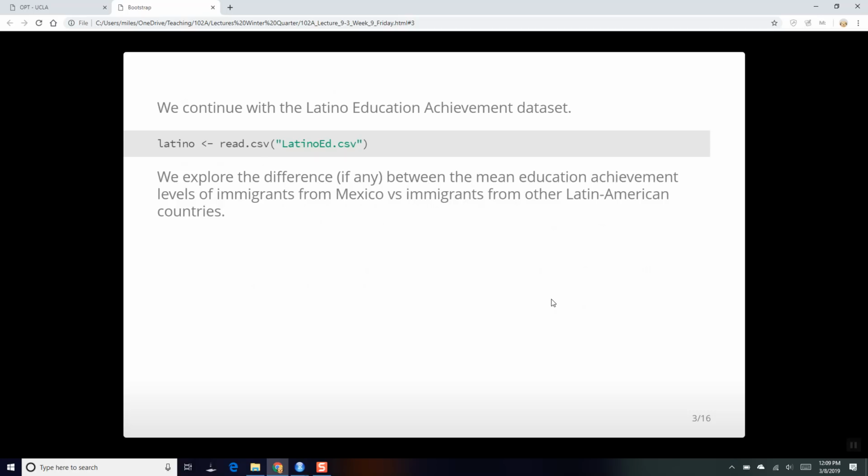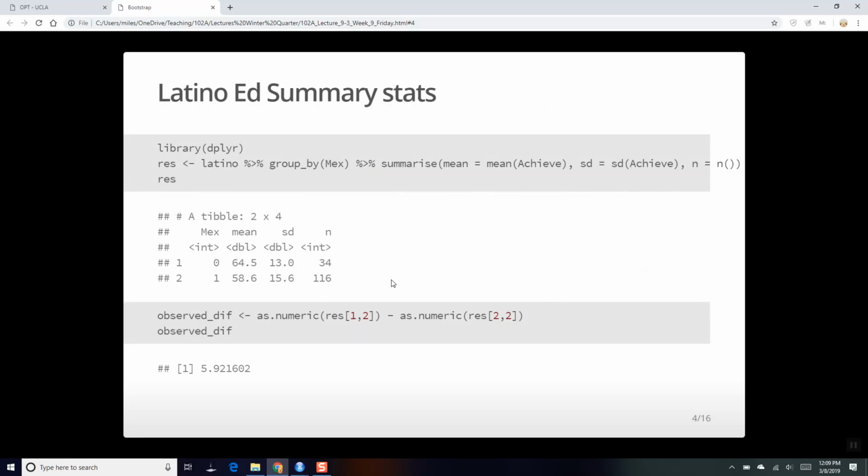Okay, so we're going to continue on in this Latino education achievement data set. And again, the thing that we are exploring is whether there's any difference in the mean education achievement level of immigrants from Mexico versus immigrants from other Latin American countries. Once again, our summary statistics are these. We have 34 people from countries that are not Mexico, 116 from Mexico, and this is their mean education achievement level and their standard deviation. And so we observe a difference of around 5.9 points between these two groups.